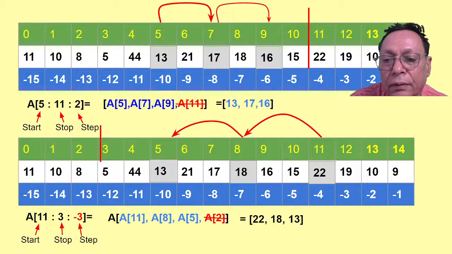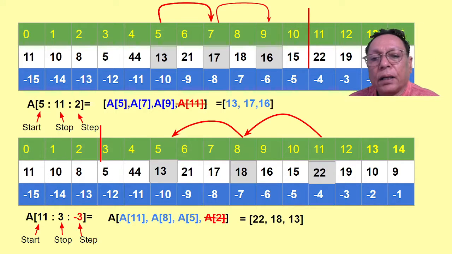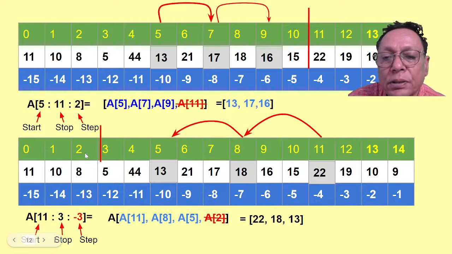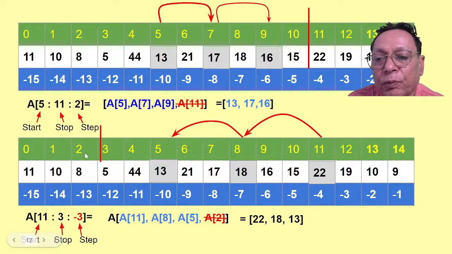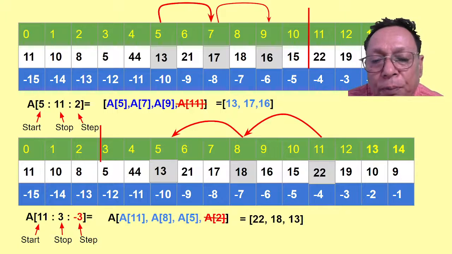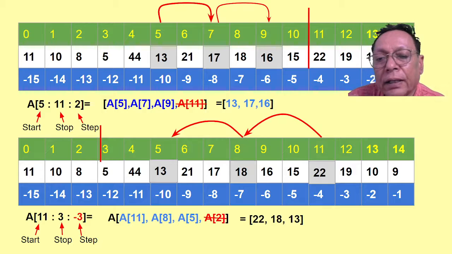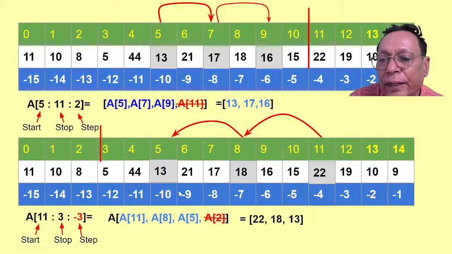A11, A8, and A5. So this way, because this time if you move towards left, 2 will come into existence, which is not required. We want the gap of 2. So the index 2, the positive 2, is not possible, and hence it will take A11, A8, A5, and that is why the values from right to left are 22, 18, and 13.